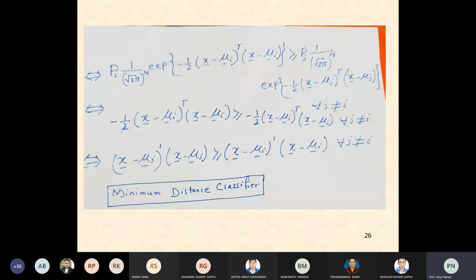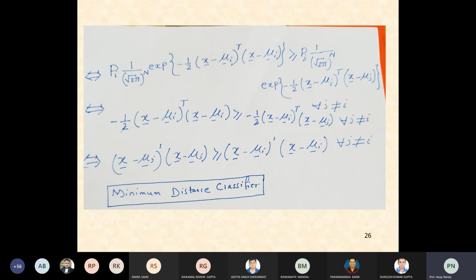So we are simply writing minus half xi minus mu I transpose, or here I have written t. You could also have written a dash, which is also a prime. So minus half xi minus mu I greater than or equal to pj, 1 by root over 2 pi to the power n, exp of minus half xi minus mu j t and xi minus mu j, if and only if. This symbol is called if and only if; this condition will be satisfied.